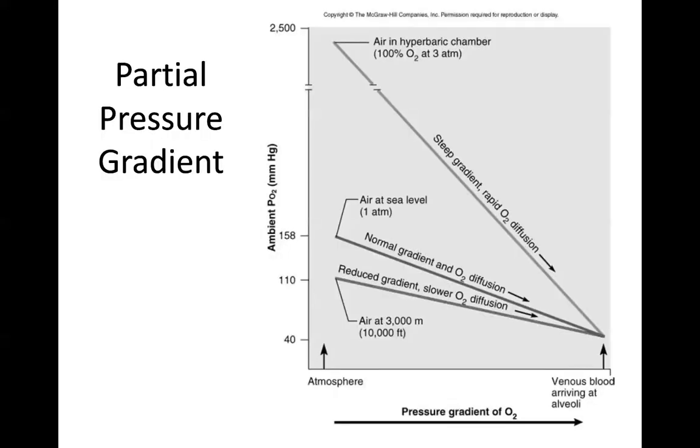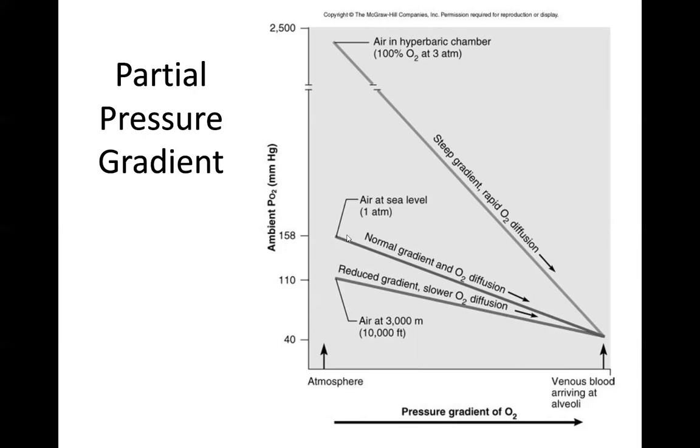Now, here's a demonstration of the importance of the partial pressure gradient with regards to oxygen diffusion. Looking at this graph, it's kind of confusing, so let me explain it. Measuring here on the y-axis is the ambient PO2, so the pressure of oxygen in the air the individual's breathing, whereas down here at the bottom, we're measuring the pressure gradient of oxygen. Let's start right around 158, 159, the pressure of oxygen in our alveoli at sea level.